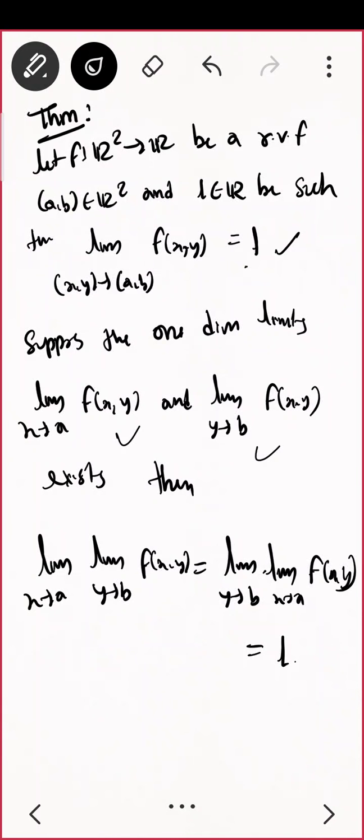Let us try to prove this. The proof is quite easy. You just need to see you are given these two things. You want to prove this is equal to this, correct? Yeah. So let us start.